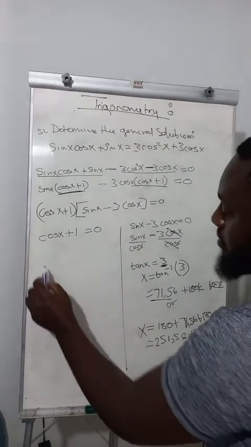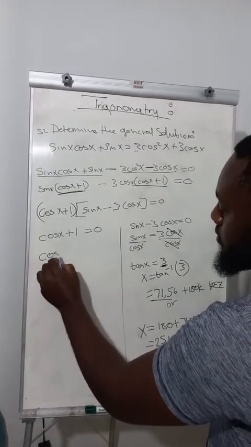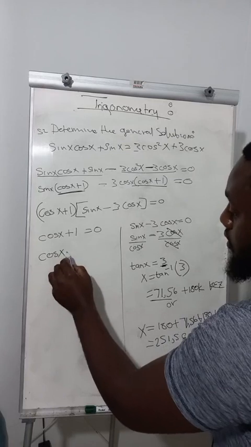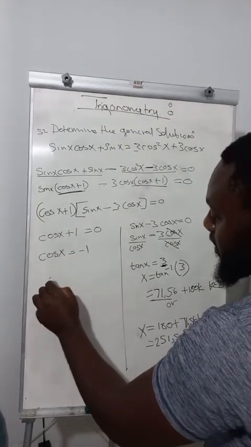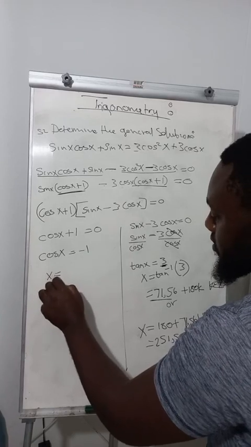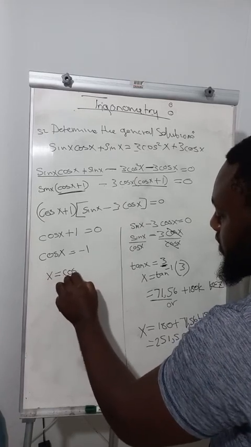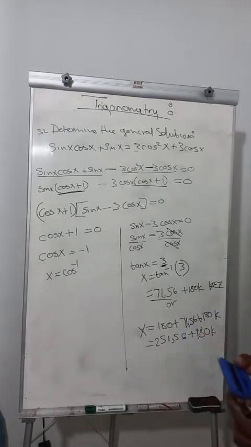Now let's come this side. Coming this side, you'll have cos x is equal to minus 1. And then here x is equal to the inverse cos of the value there.